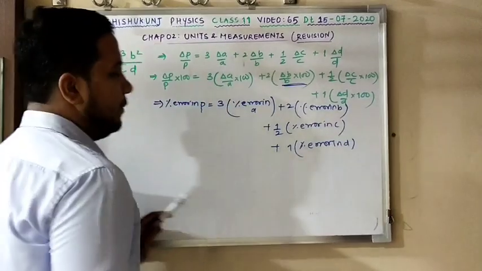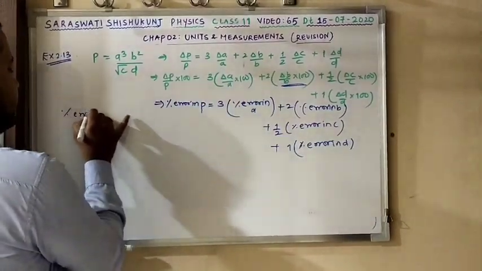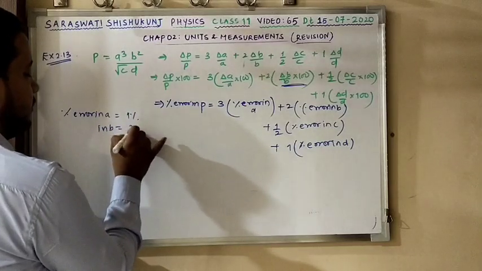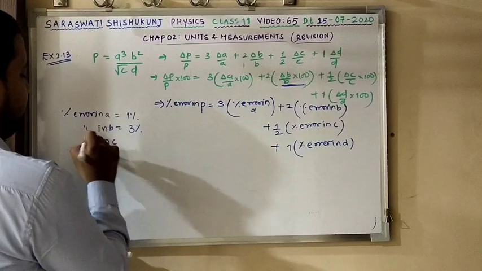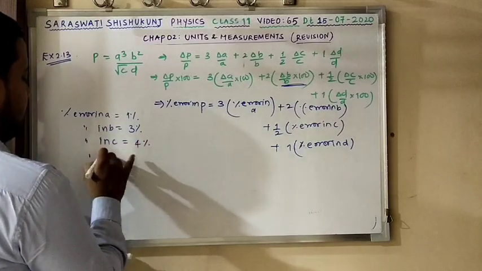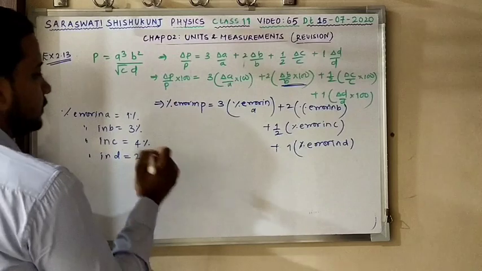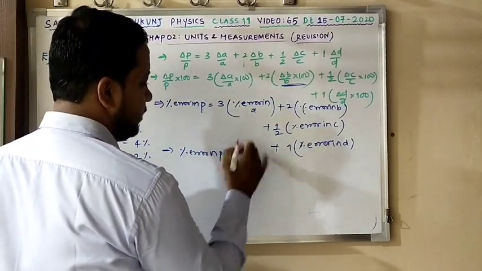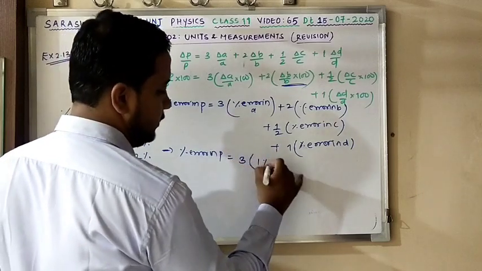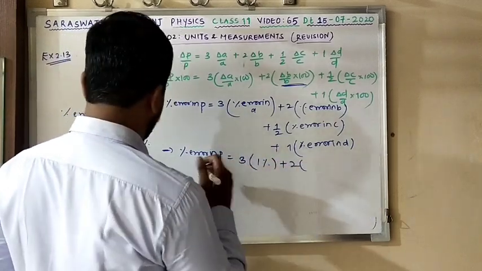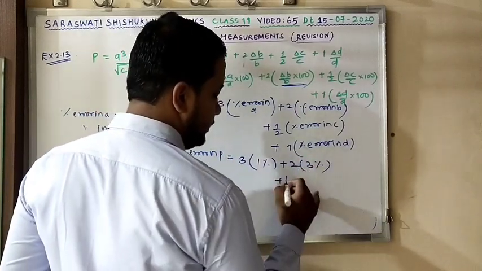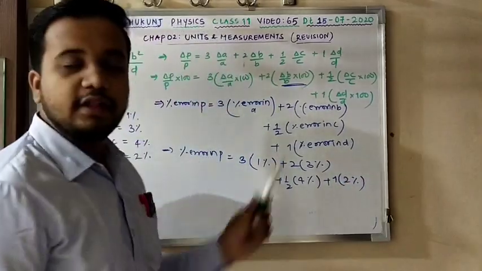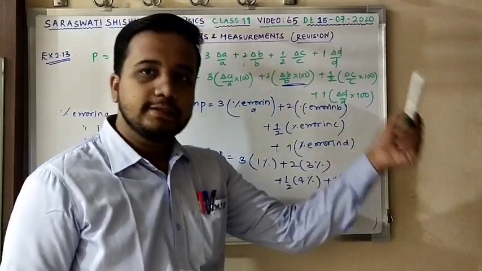Till this clear? Now the percentage errors: percentage error in A I have already been given. How much is it given in the textbook? 1%. In B they have given 3%, in C they have given 4%, and in D they have given 2%. So I can substitute: percentage error in P equals 3 into 1%, plus 2 into 3%, plus 1 by 2 into 4%, plus 1 into 2%. I have substituted the values for percentage error in A, B, C and D.